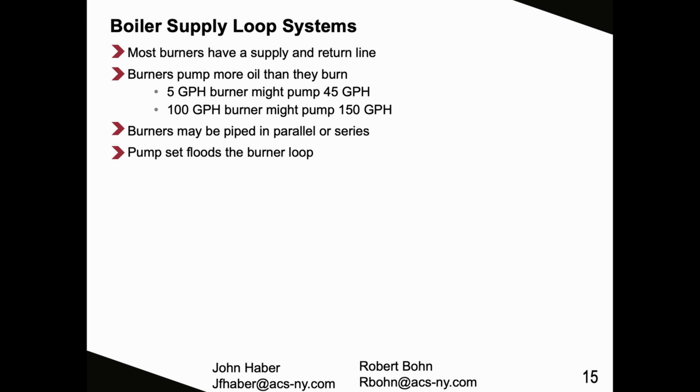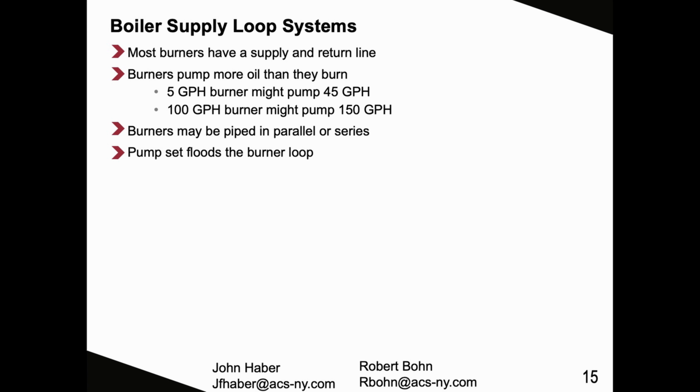Burner pumps need more oil than they burn. So a 5-gallon-an-hour burner might have a pump that requires 45 gallons an hour at the burner, and a 100-gallon-an-hour burner might have a pump next to it that requires 150 gallons an hour for your pump set to supply to it. Burners can be piped in parallel or series. It's very important to know the difference and the requirements that come with each. We'll talk about that later on.